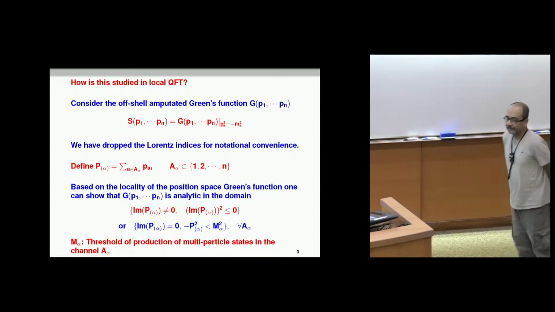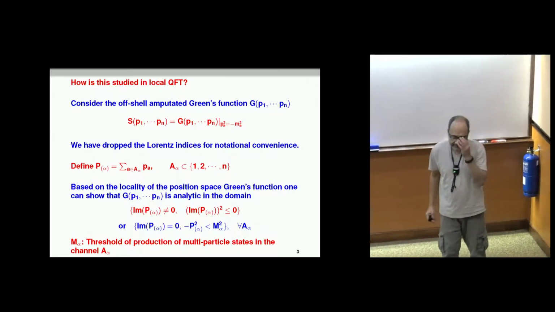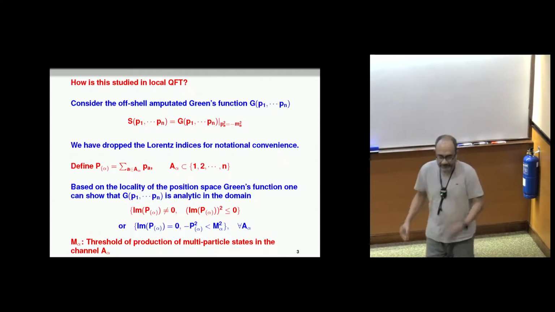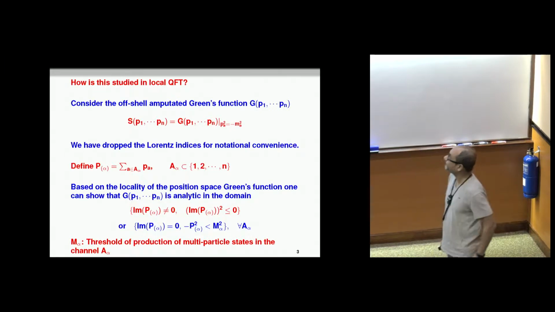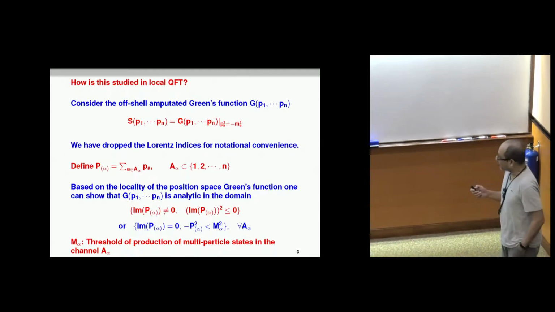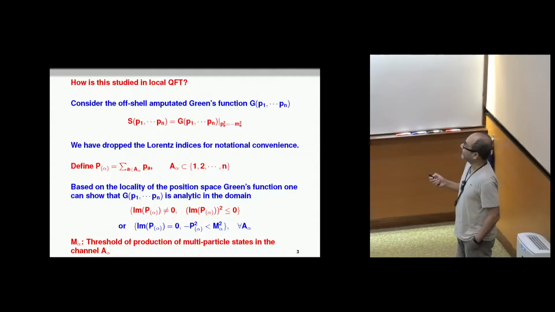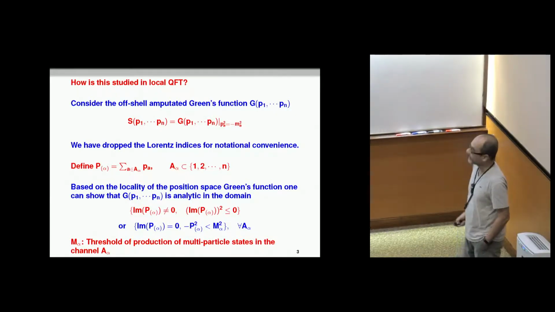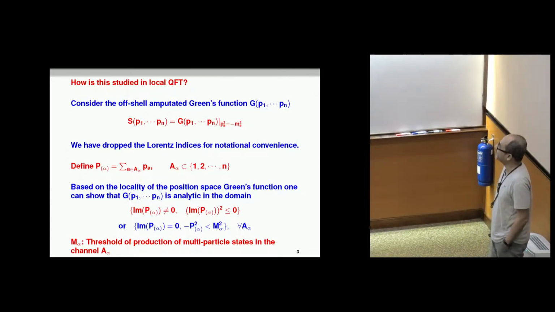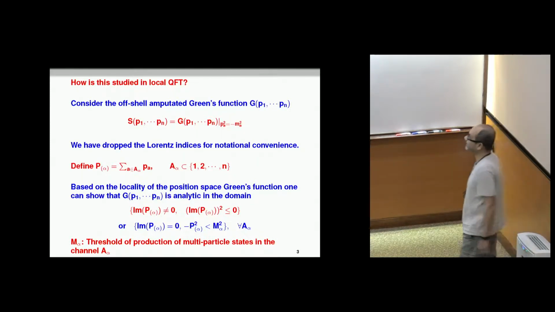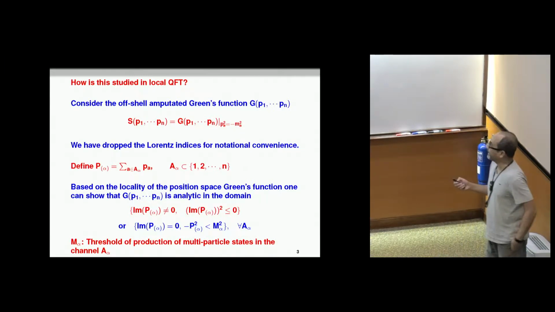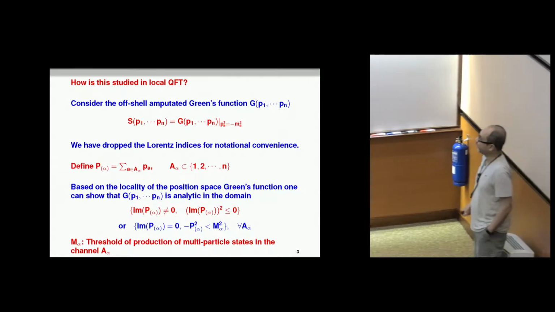Let me first briefly recall how this is normally studied in quantum field theory, or at least how it was studied in the old days. Let's consider the off-shell amputated Green's function, so the external propagators are removed, which I'll denote by G, and I also assume that G includes all the wave function normalization factors, so that the S matrix is just given by G evaluated on shell. So you take this function G, which is evaluated off shell, and then set the external momenta to be on shell, and that gives the S matrix.